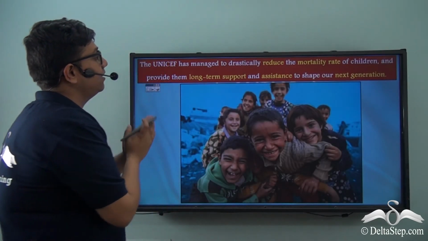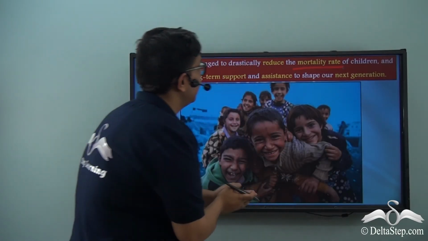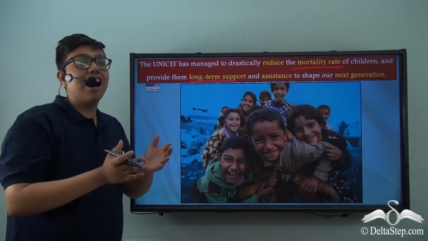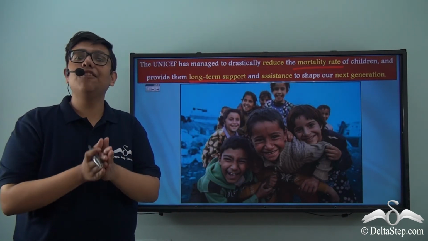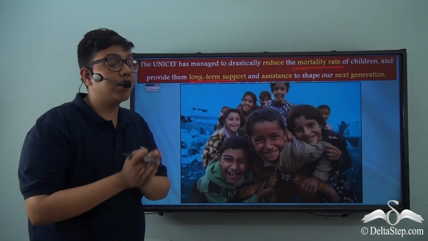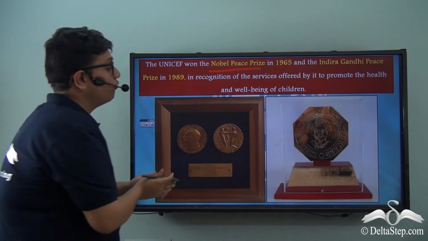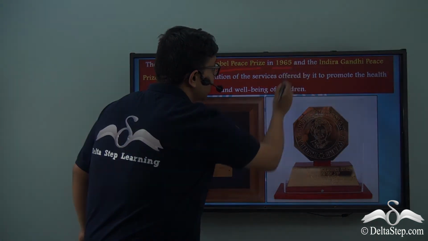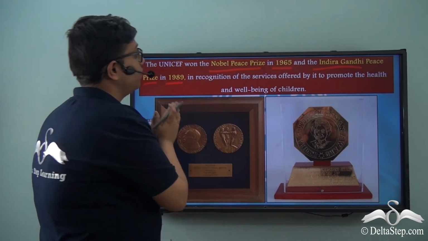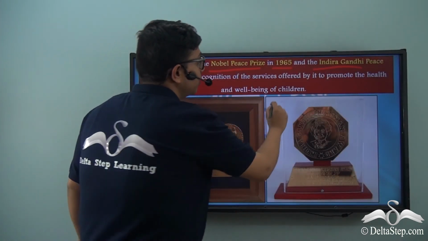The UNICEF as an agency has managed to drastically reduce the mortality rate, or the rate of death, among children, and also has provided them long-term support and assistance to shape our next generation. We will be looking at exactly what constitutes long-term support when we discuss the various functions of the UNICEF which it performs to achieve such milestones. UNICEF also won the Nobel Peace Prize, a picture of which you can see over here, in the year 1965, and also won the Indira Gandhi Peace Prize in the year 1989, which recognizes the various services offered by it to promote the health and well-being of children all across the world.